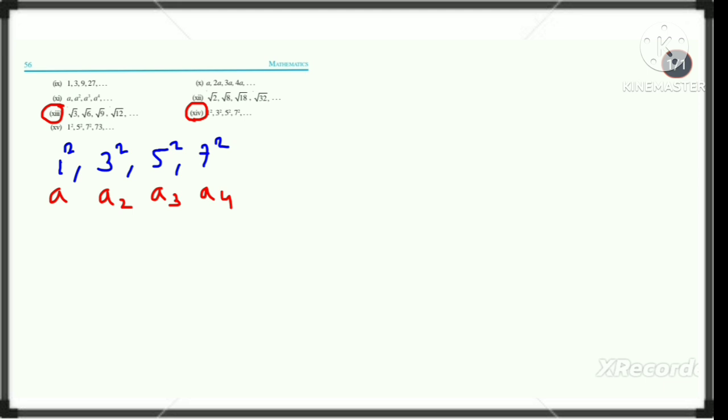Firstly, the difference between a2 and a. a2 equal to, we have 3 square, minus a equal to, we have 1 square, and the square of 3 will be 9, minus, and the square of 1 will be 1 itself, and finally we obtain the difference between a2 and a is 8.